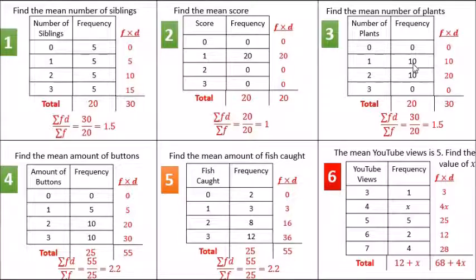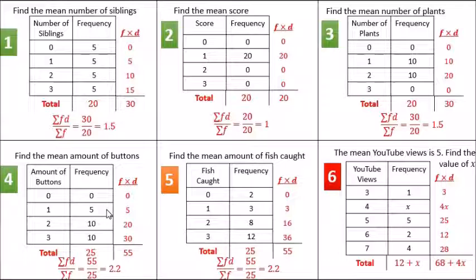In this case, I've split the 20 frequency between the 1 and the 2. 1 times 10 is 10, 2 times 10 is 20, add them together is 30, add these together is 20 again, and you can see that we expect the mean to be 1.5 between the 1 and the 2. So 30 divided by 20 is 1.5, so it makes sense.